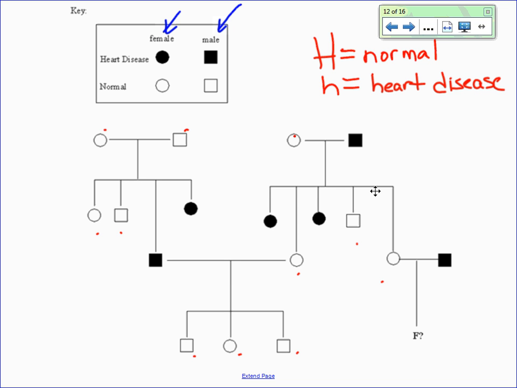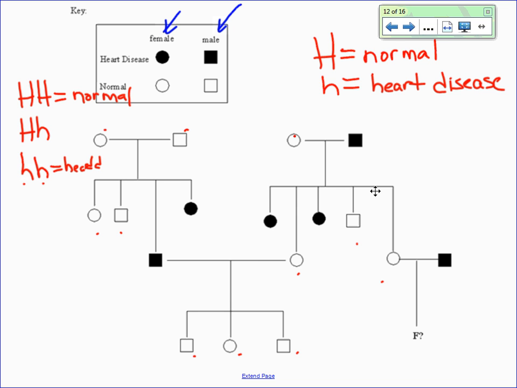Now, when you're looking at a pedigree, it's really just a big logic puzzle, trying to figure out what pieces go where. And if you remember from basic genotypes, you essentially can always have 3 different genotypes for a trait like this. You can be big H big H, big H little h, or little h little h. Since being normal is dominant, if you are big H big H, meaning you have 1 normal gene from one parent and 1 normal gene from the other parent, you would expect to be normal. If you are little h little h, that means you got 1 heart disease gene from one parent and 1 heart disease gene from the other parent. You would expect that this person would have heart disease.